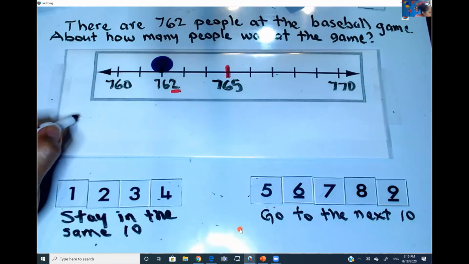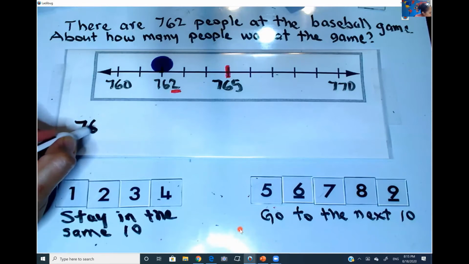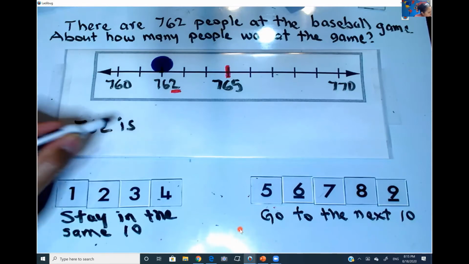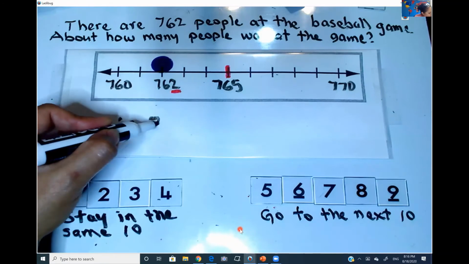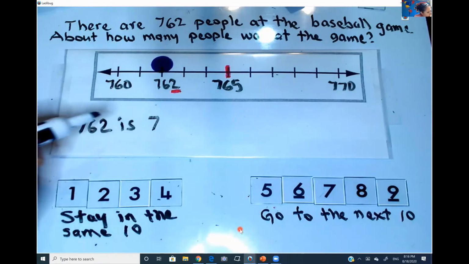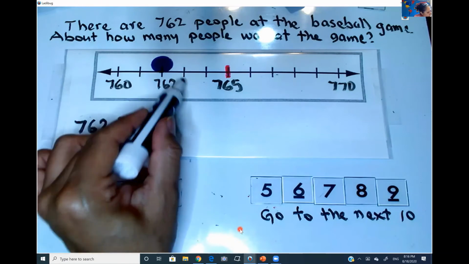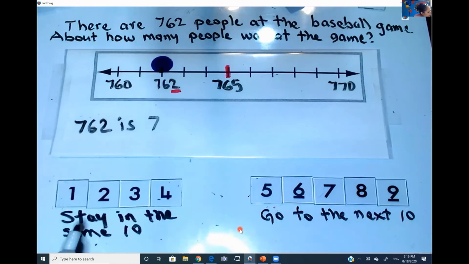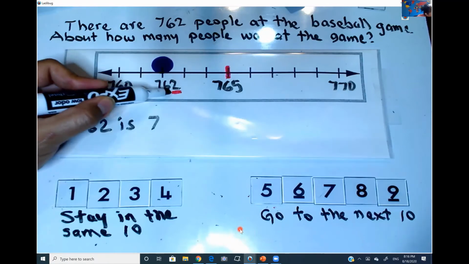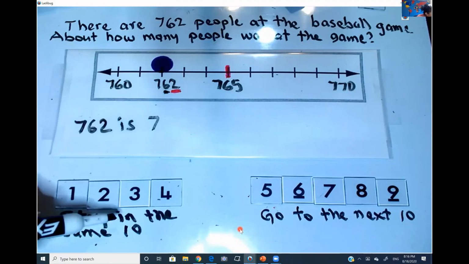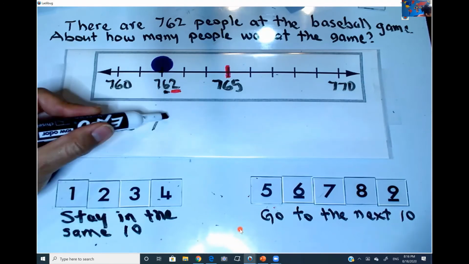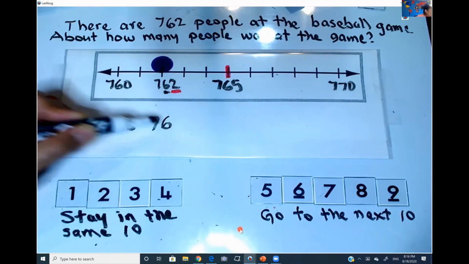So first I'm going to put 762. The hundreds are going to stay the same because I'm not changing the hundreds, I'm changing the tens. I'm rounding to the tens. And here it says that the 2 is on this side, so I stay in the same 10. My 10 this time is a 6. So the 6 stays the same because here it says that it stays in the same 10. So my 10 is going to stay in the same place.